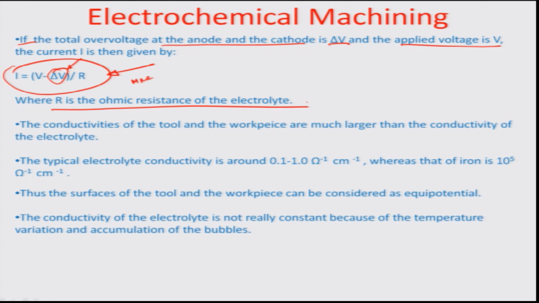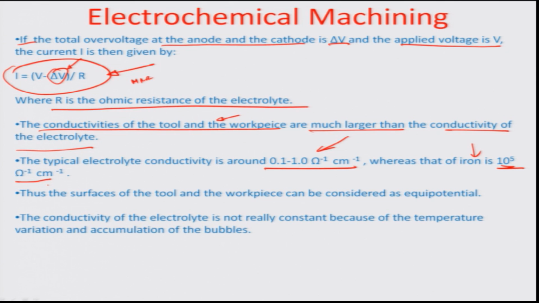Now the conductivities of the tool and workpiece are much larger because they are metals, and the conductivity of the electrolyte is not so large. Typically the electrolyte conductivity may be around 0.1 to 1.0 ohm inverse centimeter inverse, whereas if we look at something like iron, which can easily be the anode where the machining can take place, it is about 10 to the power of 5 ohm inverse centimeter inverse. It is so huge, about 1 lakh times more in comparison to the conductivity of the electrolyte. Thus the surfaces of the tool and the workpiece can almost be considered to be equipotential.